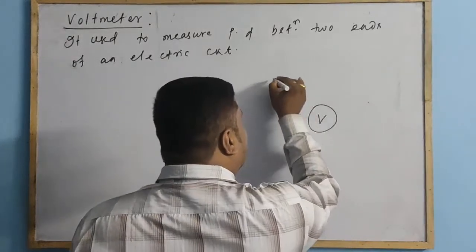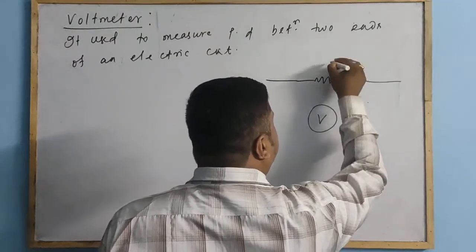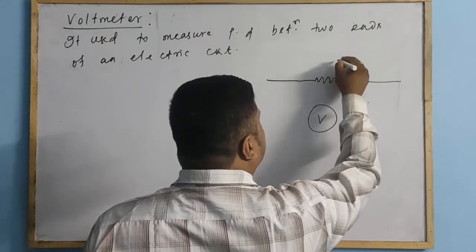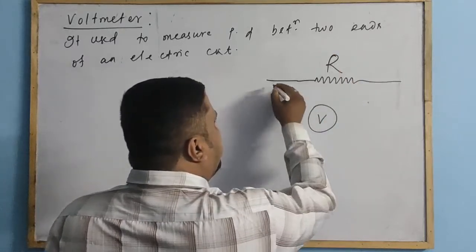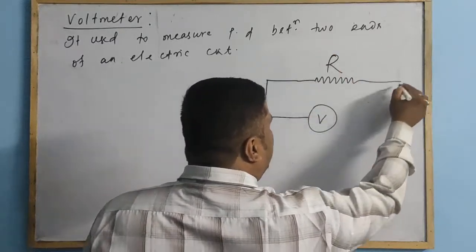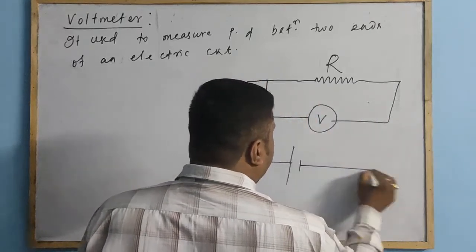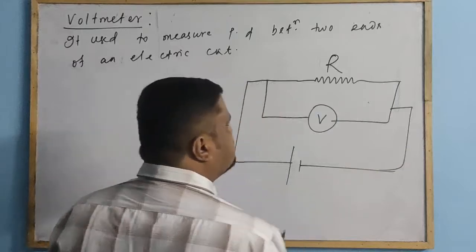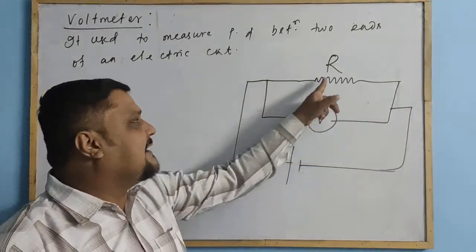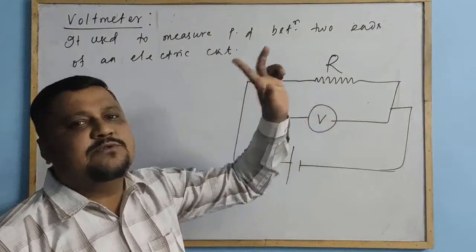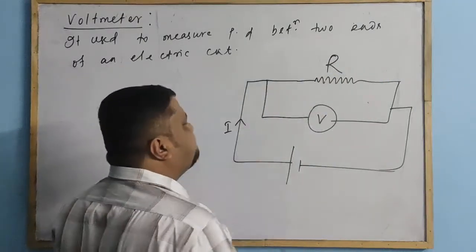If this is an electric circuit, any circuit, suppose this is a resistance R. Now I use a voltmeter to measure the potential difference, so this R is connected to a source. Is this voltmeter always connected in parallel or series? Now you see, this is a device and the current is flowing like this.